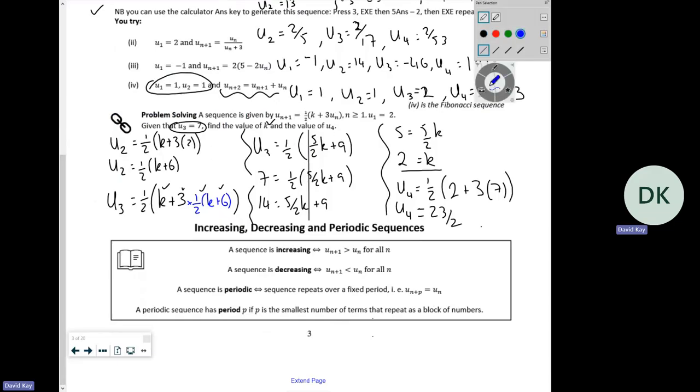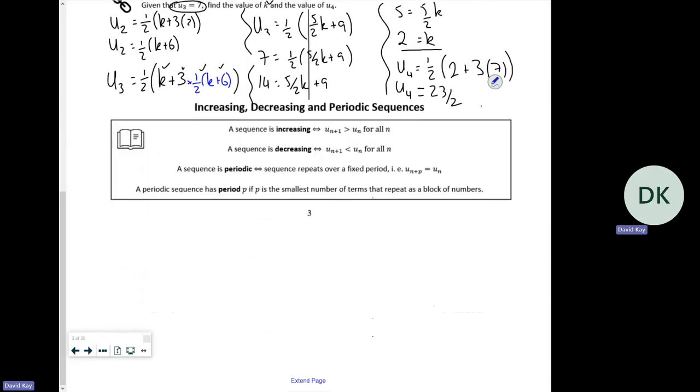Right, so let's have a look at this then. So I'm still on lesson one, still killing it here. So the next bit we'll look at is increasing and decreasing series. If it's increasing, the one after it's bigger. If it's decreasing, the one after it's smaller. Then we've got periodic, which means it repeats itself over time. So we saw that on the front page, didn't we? So let's have a look at some examples then.